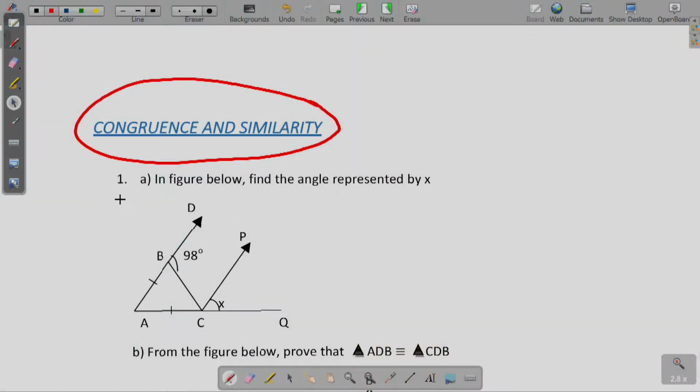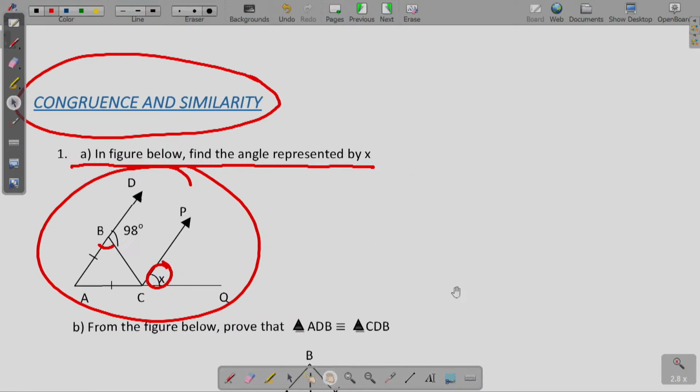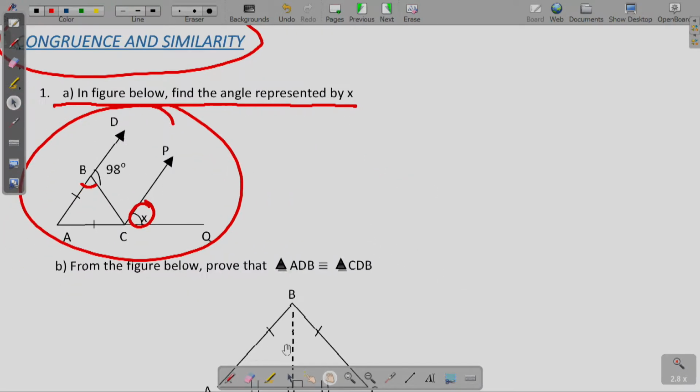The first question says, in the figure below, find the angle represented by x. We have this figure. We have to find the value of angle x. To find the value of x, we have first to find this angle to simplify our task. So let's start.